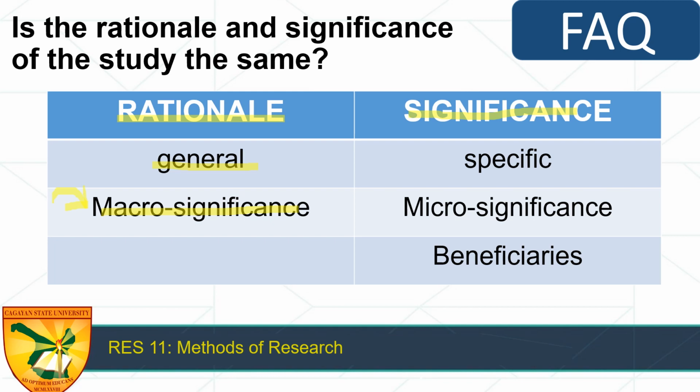But for our college format, the significance of the study actually looks at both the macro significance and the micro significance, where you need to enumerate the beneficiaries and the benefit they can give with the contribution of your research results. So that's simply the rationale and significance of the study.